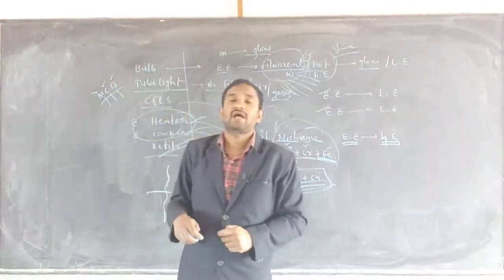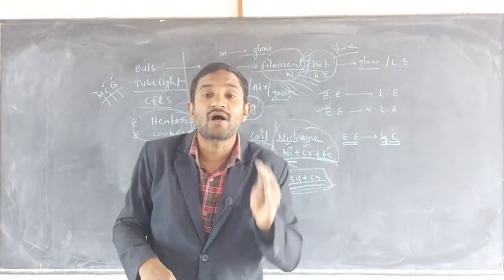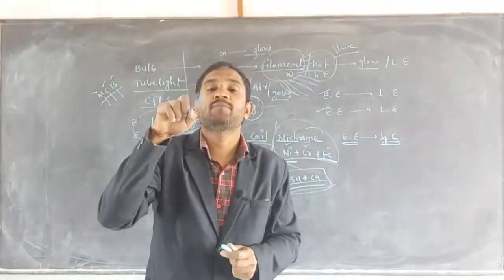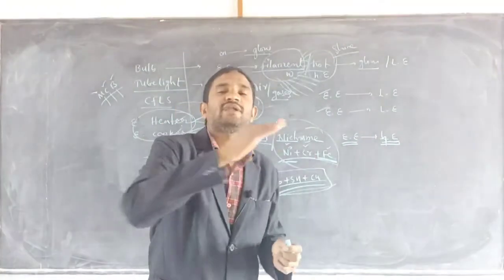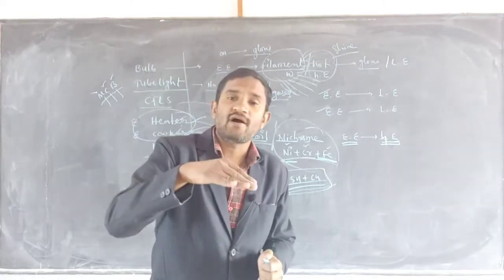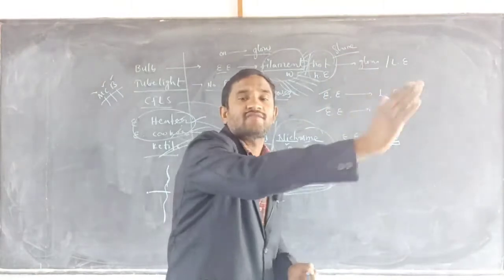What will happen if more electric current is supplied into our house? At that time the button will be put off automatically, it will be switched off. When more electric current is supplied, it will switch off automatically. Now we just have to switch it on, and electric current will be supplied again.